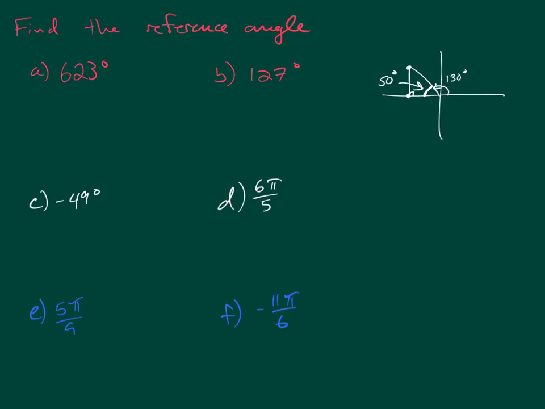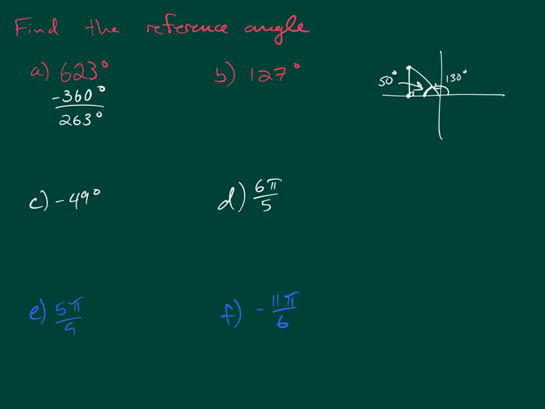So, how can we start figuring this out for these first 3 angles here? Well, I don't know what 623 degrees looks like. I don't know where that is on my coordinate plane, but if I find a coterminal angle, I can figure out where that is. So let me see here. To find a coterminal angle, I'm going to subtract 360 degrees and get 263 degrees. That way I know exactly where this angle lies.